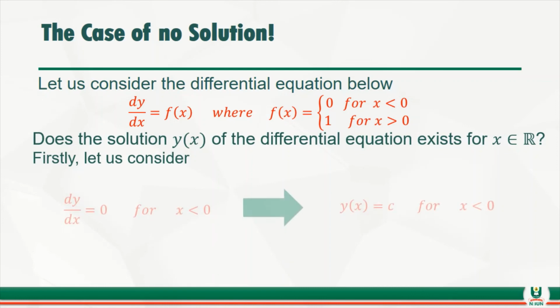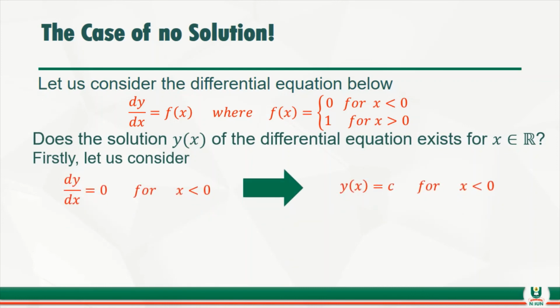It's very simple. Let me explain to you now. Let's consider the first part now. When dy/dx is 0, for x less than 0. If you cross multiply and you integrate, you will agree with me now that y(x) is equal to c, because it is only c that you can differentiate and you have 0. Even if you agree with me, let's come back here. Let's differentiate y(x), you have dy/dx. Let's differentiate c, you have 0. Then you have this expression.